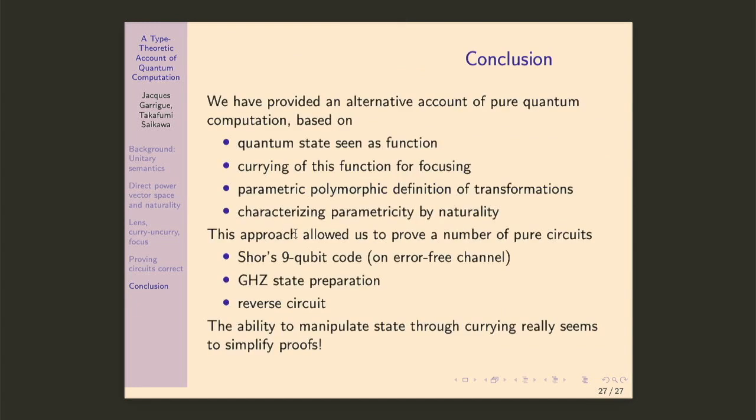So I move to the conclusion. We have provided an alternative account of pure quantum computation that's based on quantum states seen as a function, currying of this function for focusing, parametric polymorphic definition of transformation, and characterizing parametricity by naturality. And this approach allows us to prove a number of pure circuits. So here I've shown the 9-qubit code. Also, there is the GHZ state preparation and the reverse circuit. And our conclusion is the ability to manipulate state through currying really seems to simplify at least some proofs.